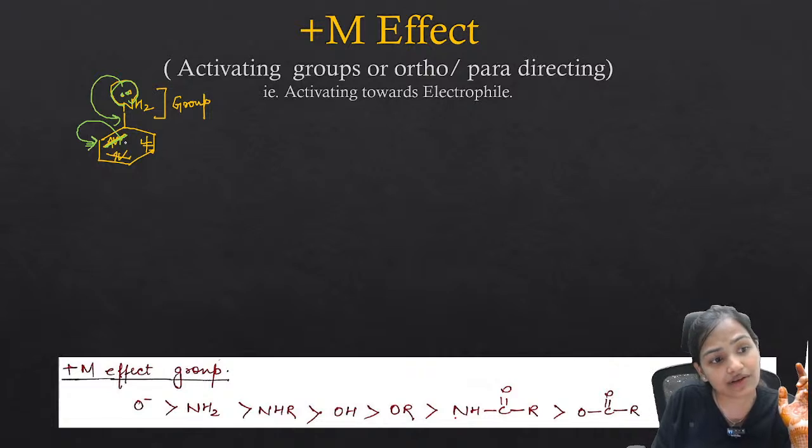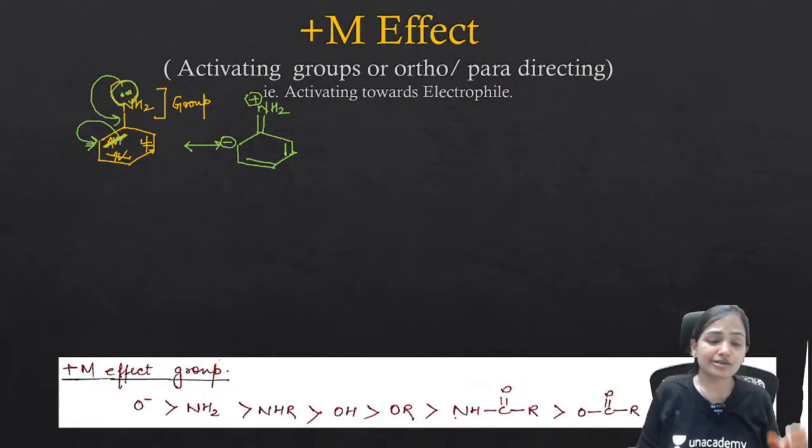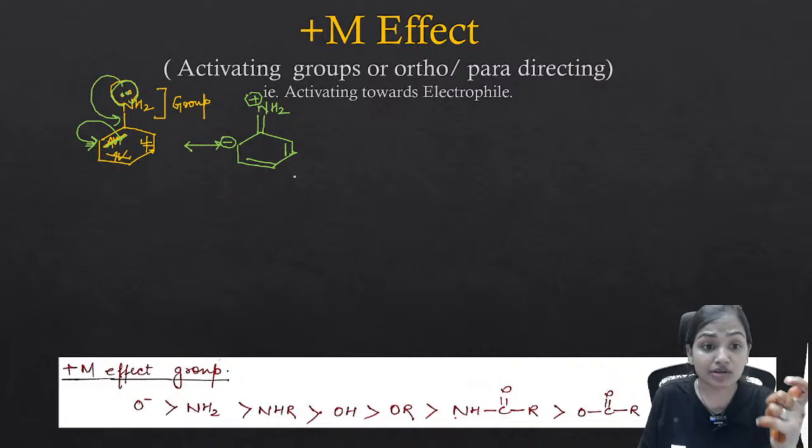So ultimately what will happen? This will form a resonating structure which would be something like this, that is, a double bond with NH2 positive, and over this carbon we will be getting a negative charge. The bond has been broken, and the rest of the pi bonds will remain as they are. So ultimately there is a polarity that has been developed. So what is the mesomeric effect? There the polarity develops.